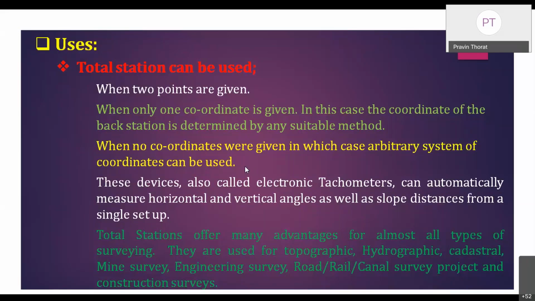These instruments are of tremendous value in all types of surveying. Total stations offer many advantages for almost all types of surveying. They are used for topographic survey, hydrographic survey, cadastral survey, projects and construction, mine survey, engineering survey, roads, railways, or canal projects, etc.